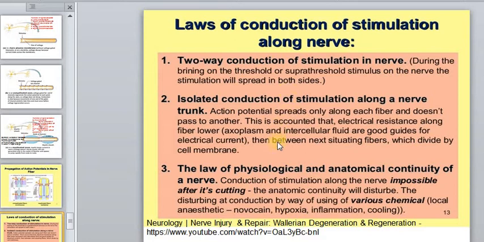Isolated conduction because of Schwann cells, and anatomical and physiological continuity of the nerve, not damaged, especially not damaged anatomically, any injury of the nerve, and physiologically.